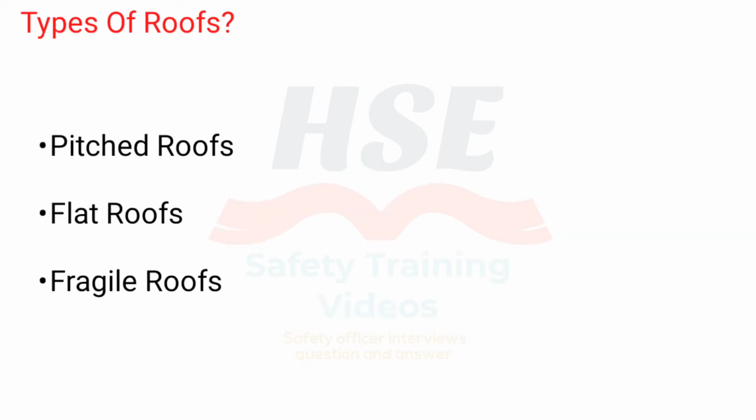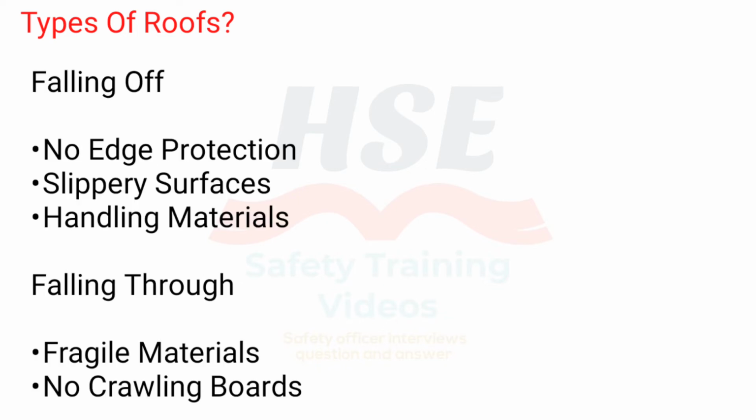Types of roofs: pitched roofs, flat roofs, fragile roofs. Hazards include falling off, no edge protection, slippery surfaces, handling materials, falling through fragile materials, and no crawling boards.